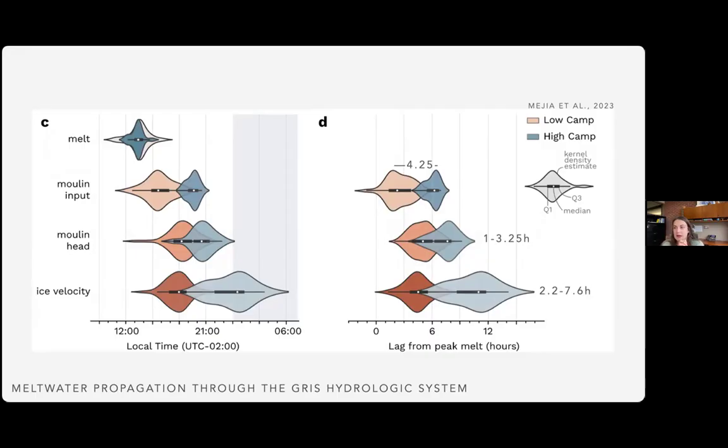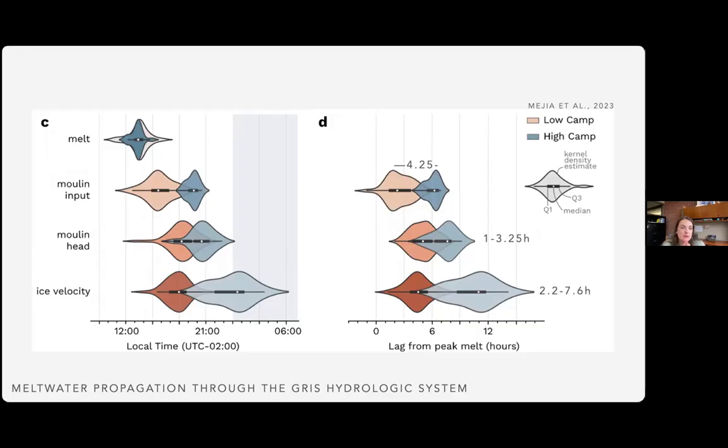just shown in our lag times from peak melting. So that difference between the timing of peak melting to each of these two things. So we have first our peak meltwater production, then we have our peak meltwater delivery to our moulins. At our low camp site, we see that that is occurring about 4 hours earlier in the day than at our high camp site.